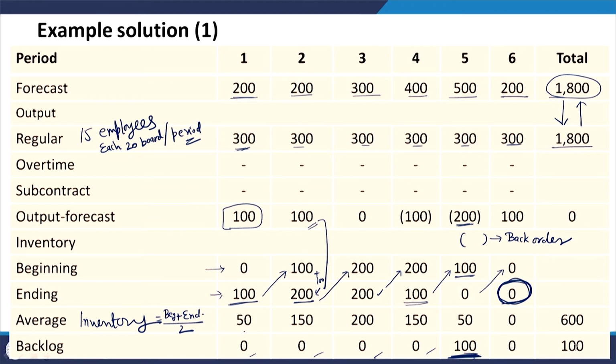So, you can have a total of that: 50 plus 150, 200, 400, 550 and 50, that is 600. So, this is the total of average inventory level for all the periods, and the total backlog for different periods is 0, 0, 0, 0 plus 100 and 0. So, total backlog is 100 units. So, this is the calculation of the entire table.